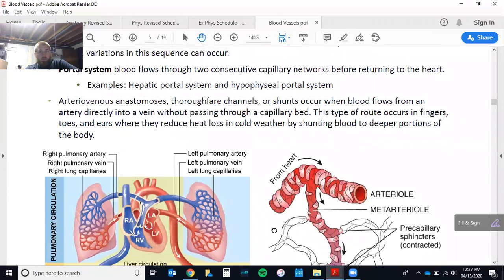Okay? This type of route occurs in our fingers, toes, and ears when we get cold, and that helps reduce heat loss, because the closer blood gets to our skin in places like our fingers, toes, and ears, the more likely we can lose heat to the environment, and that makes our whole body temperature drop. We don't want that, so we sacrifice things like our fingers, toes, and our ears, which unfortunately, if we are exposed to cold for too long, can become frostbitten.